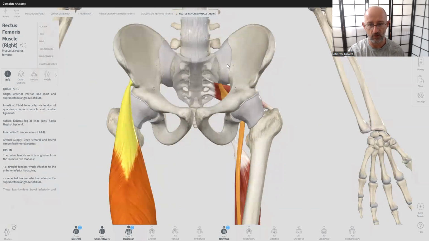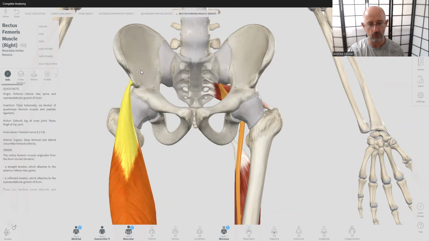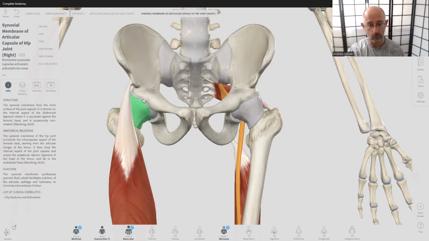So essentially the ligaments are going to hold the bones, the tendons connecting to the bones are going to move the bones, the joint where one bone meets another bone is where the movement's going to occur. And so we're trying to create this nice balance between all those three things.